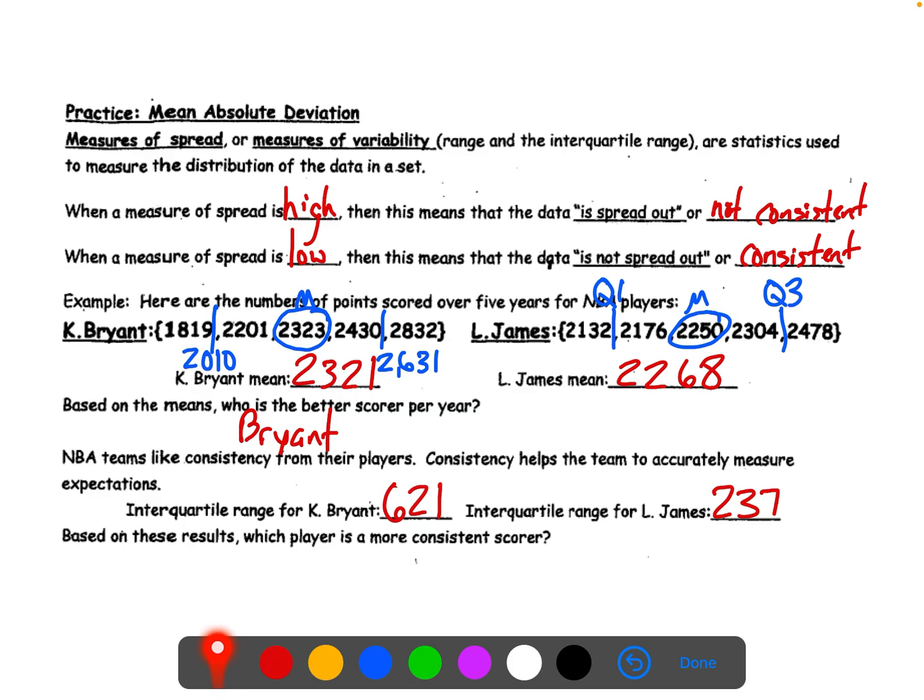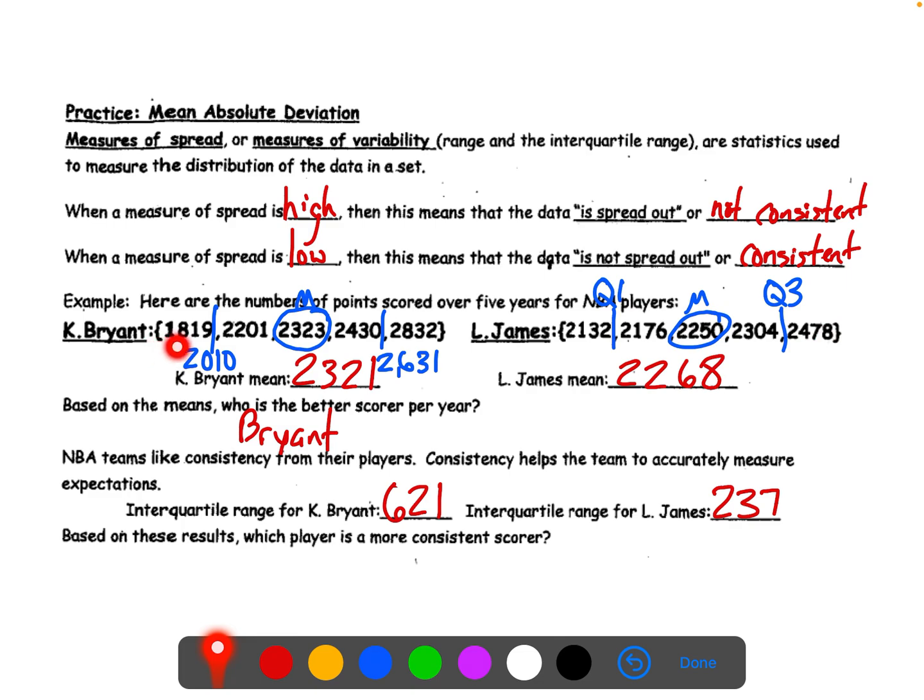And now we see that James has a lower IQR. And remember, when that is a lower number, it's a lower spread. So that means that James is a more consistent player. If you look at his numbers, we have them in the low 2000s all 5 years. That's pretty consistent over a season.